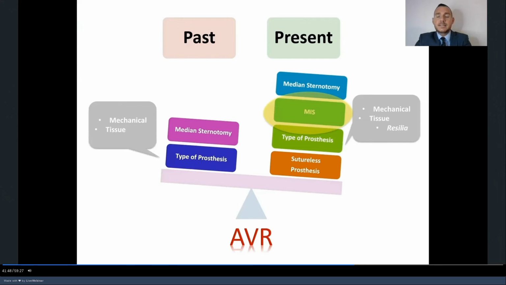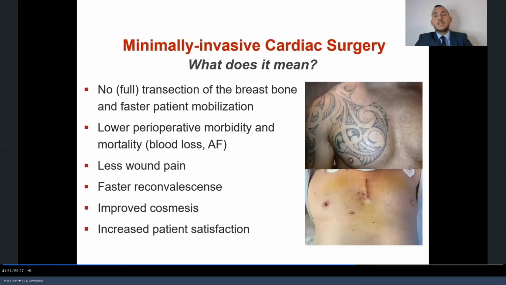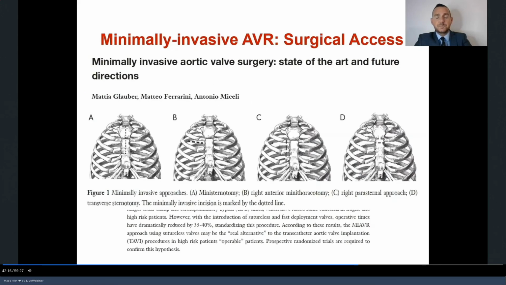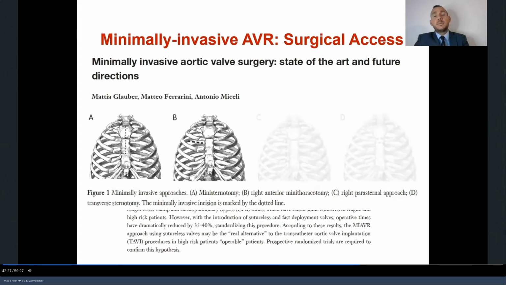But let's start with the minimally invasive approaches. Minimally invasive in cardiac surgery means mainly no full transection of the breastbone and faster patient mobilization, lower perioperative morbidity and mortality with less blood loss, and lower postoperative atrial fibrillation, less wound pain, faster reconvalescence, improved cosmesis, and increased patient satisfaction. Many minimally invasive approaches to the aortic valve have been described over the years, but the most used are the upper hemisternotomy and the limited right anterior thoracotomy.